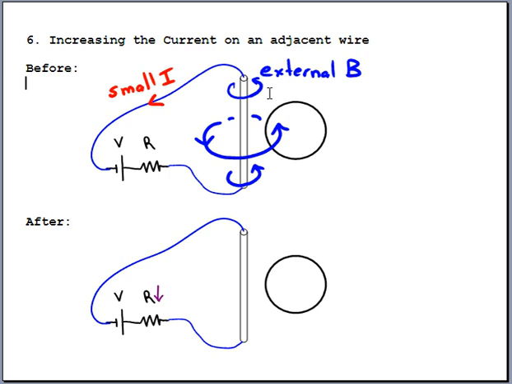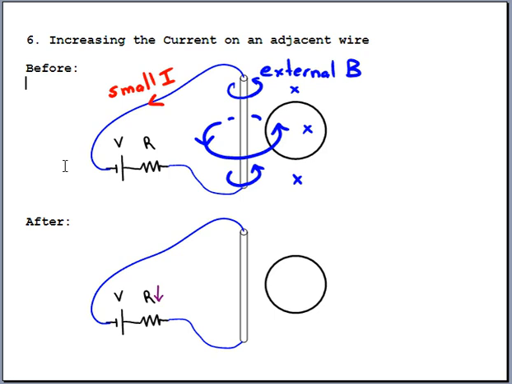Now you can draw it as circles like that. That's one way to draw it. Other people might just draw some X's over here. Whatever, that's fine. It's definitely going into the page. That ring will do nothing if you don't change the current here.